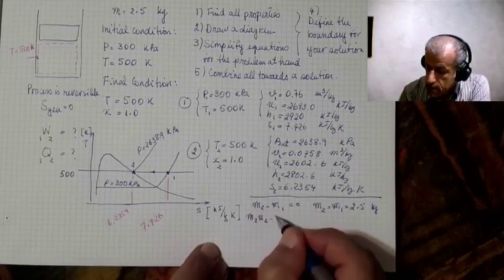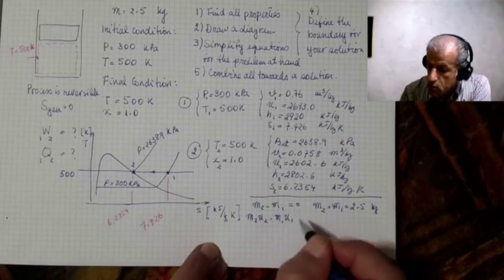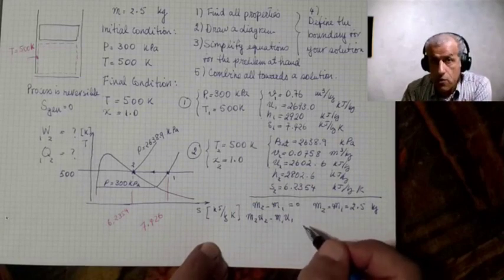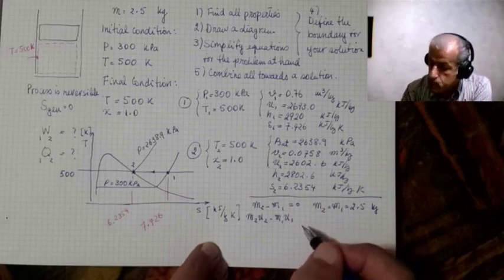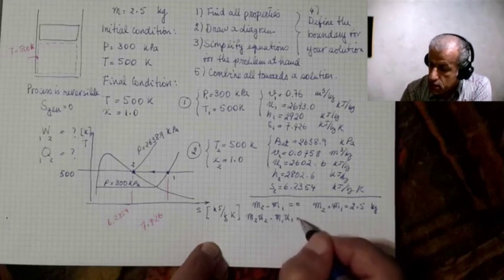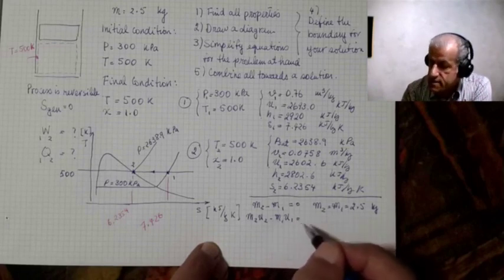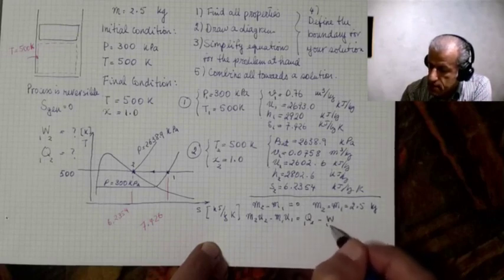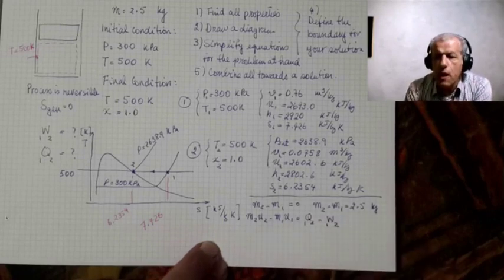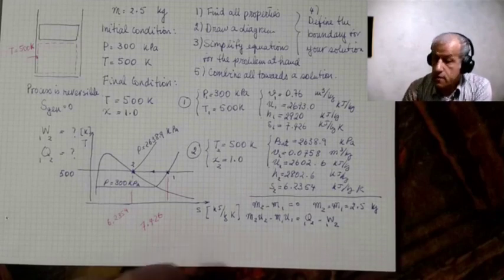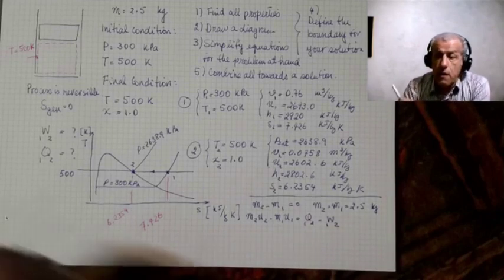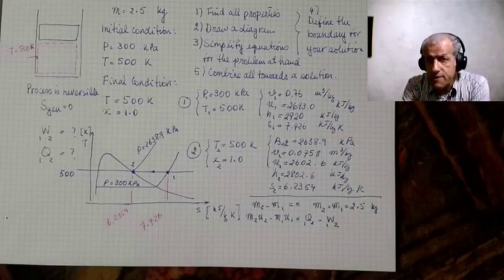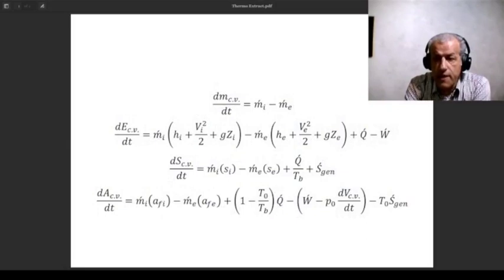M2U2 minus M1U1. We have ignored all changes in velocity or elevation, and that would equal no mass in, no mass out. Therefore, it would be Q12 minus W12, and that is the first law of thermodynamics. Now, let's move to the second law of thermodynamics.